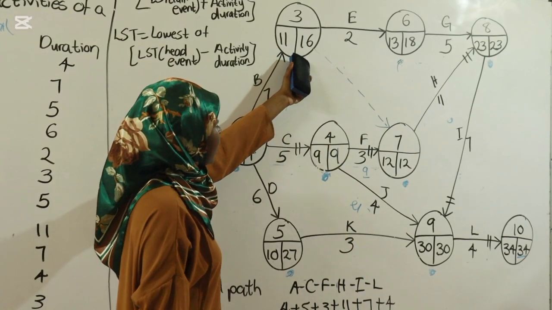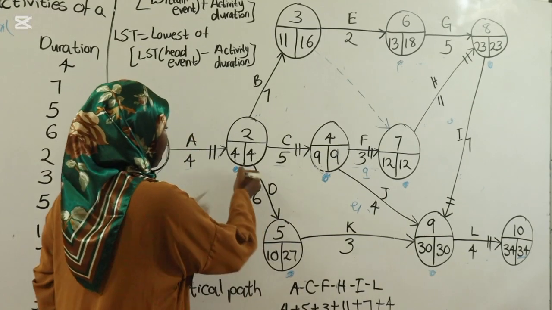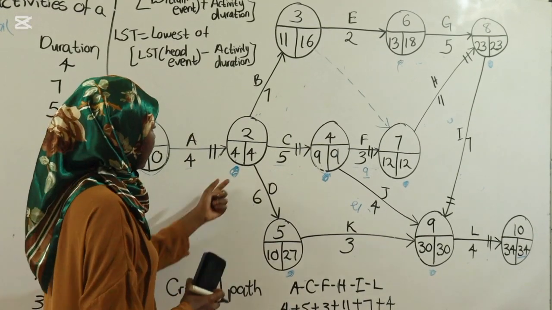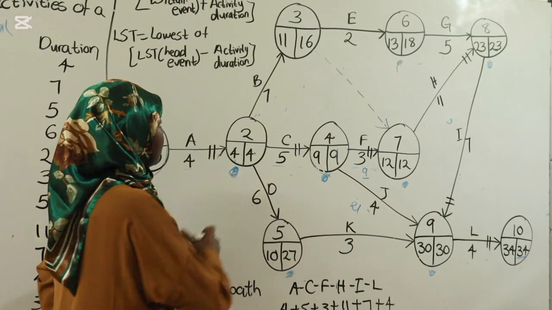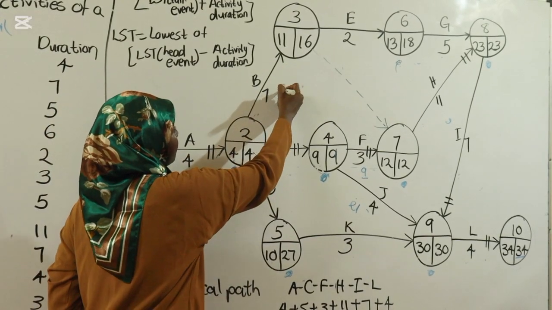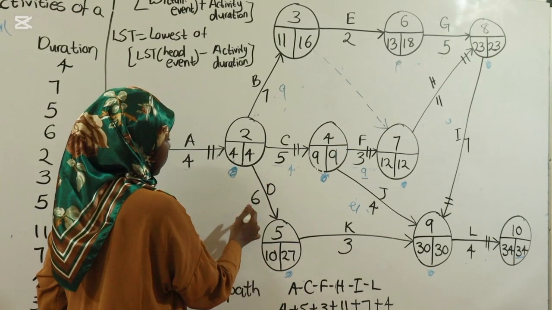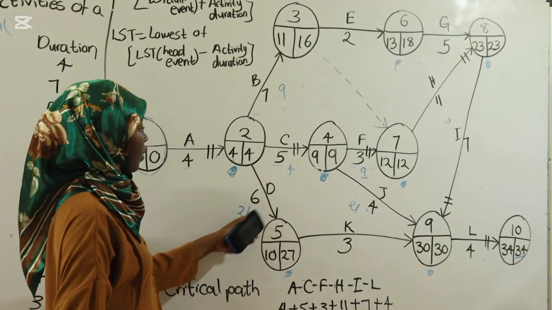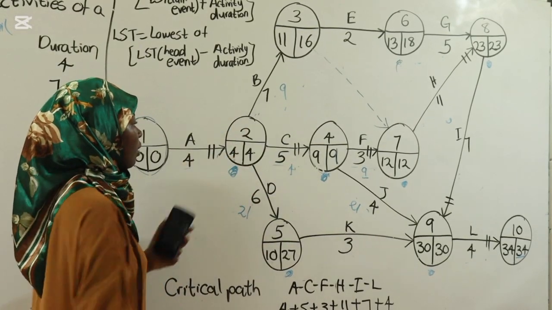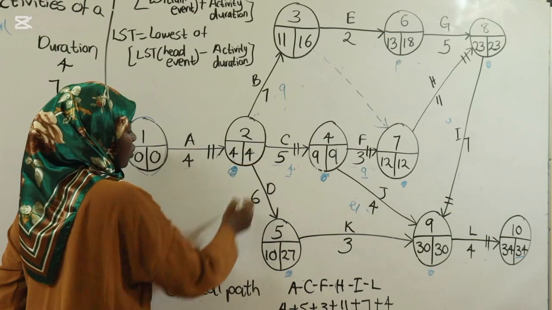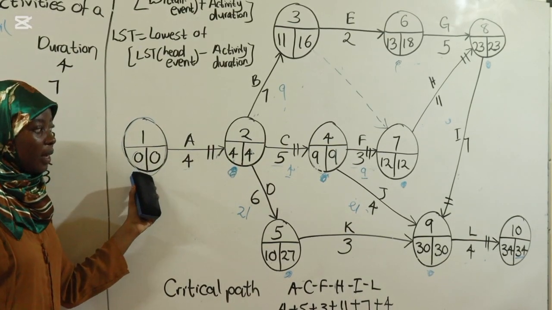And then for here, when you're standing here, you take 23 minus 5, which is 18. And then when you're here, you take 18 minus 2, which is 16. Now you can calculate for this, because it has 1, 2, 3 head events. So it's 16 minus 7, which is 9. 9 minus 5, which is 4. 27 minus 6, which is 21. Now you have 3 options, but you're supposed to take the lowest. You have 21, you have 4, you have 9. And the lowest is 4. So that's why you have 4. So for the last one, it's 4 minus 4, you get 0.